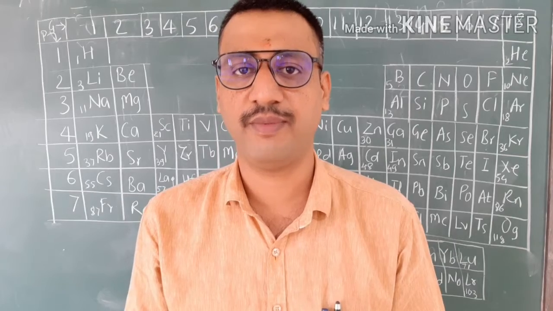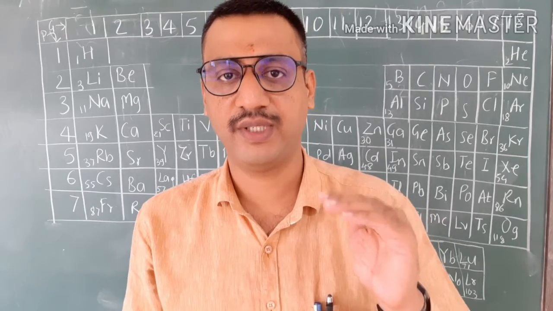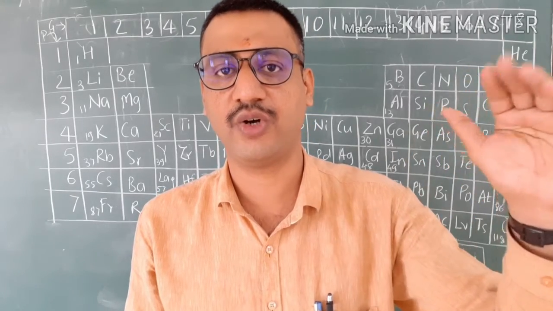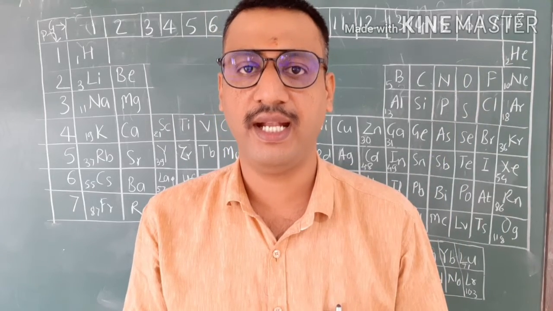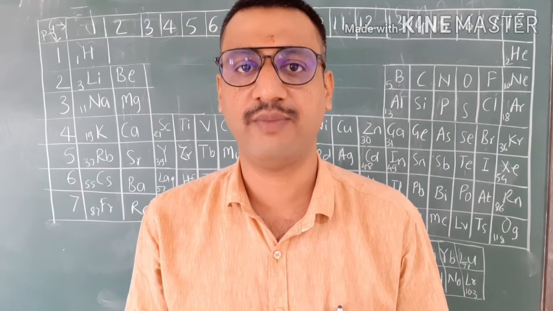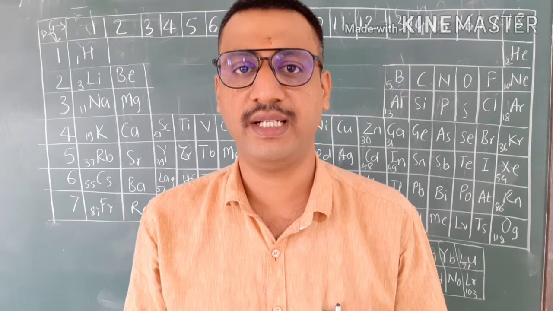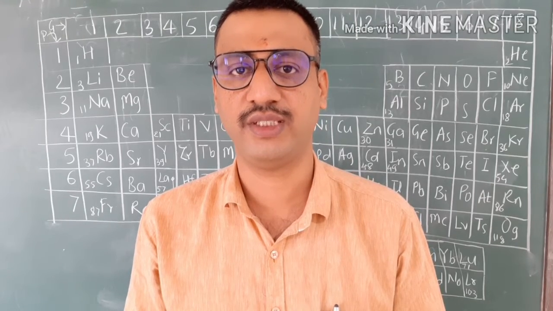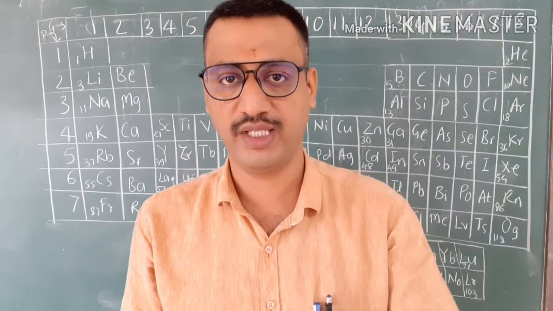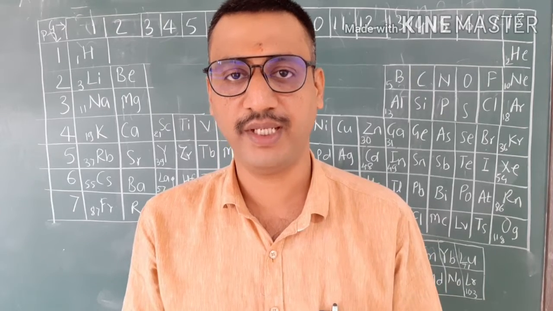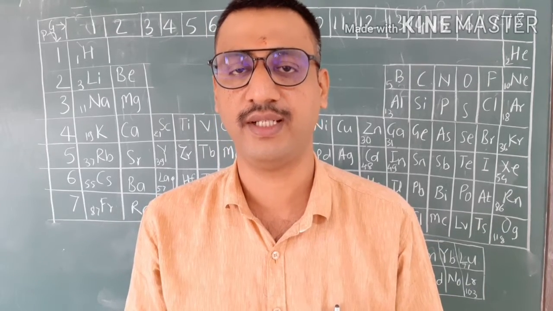In the modern periodic table, elements are arranged as per the increasing, that is ascending, order of atomic number, and elements with identical properties, elements with identical general outer shell electronic configuration, are placed in the same vertical column. So let me tell you the features of the modern periodic table.